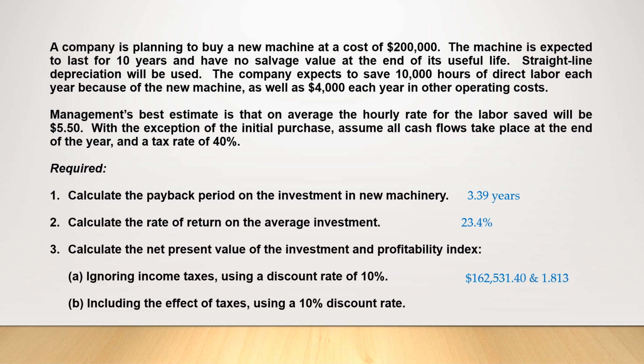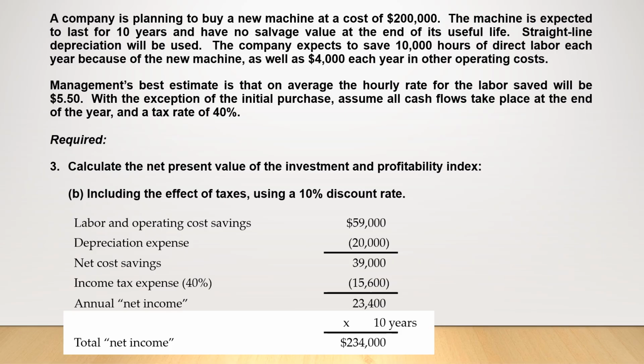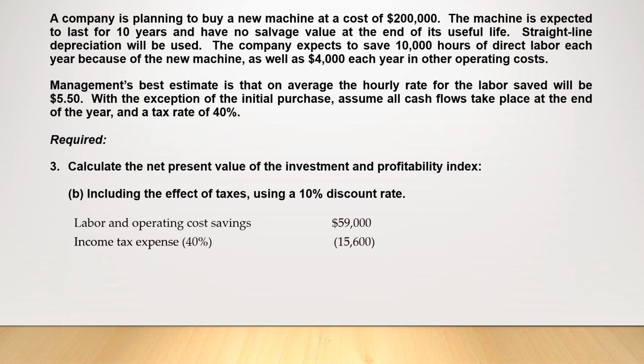Let's calculate these two items once more, but this time including the impact of taxes. We'll still use the 10% discount rate. We'll still include the labor and operating cash flow savings. Depreciation expense is not a cash flow, so we don't include that amount in our future cash flows. But we do consider the future income tax payments in this analysis. Net those cost savings with the additional cash expense to get net cash savings of $43,400.